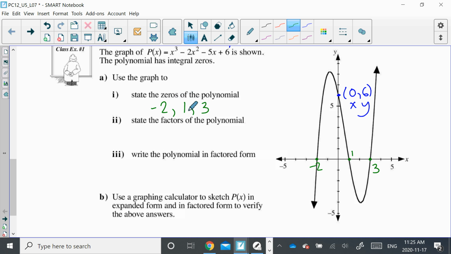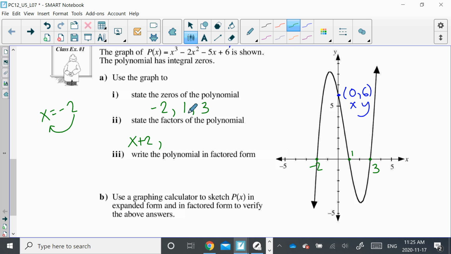If you know the zeros of the graph, you can figure out what the factors of the polynomial are. So for example, I know that x is equal to -2 is an x-intercept, right? If I asked what was the factor that gave me x is equal to -2, what you need to do is bring the -2 back with the x, and the factor that gave you -2 as a zero would be x plus 2.